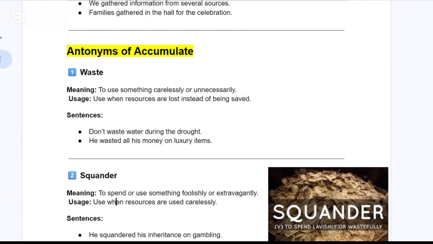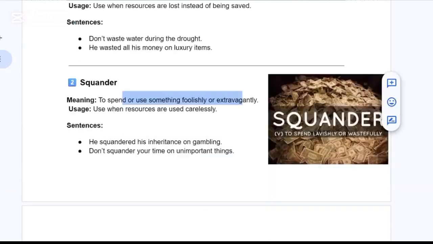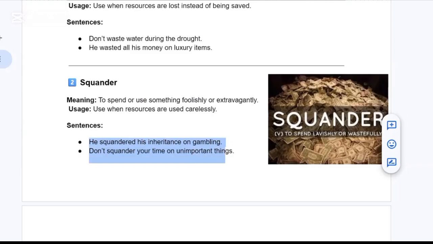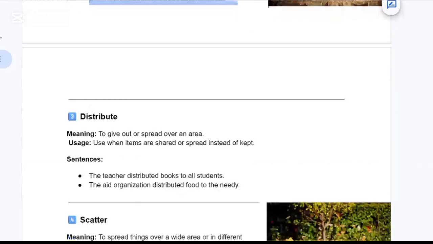Squander. Squander is to spend or use something foolishly or extravagantly. It is used when resources are used carelessly. He squandered his inheritance on gambling. Don't squander your time on unimportant things.